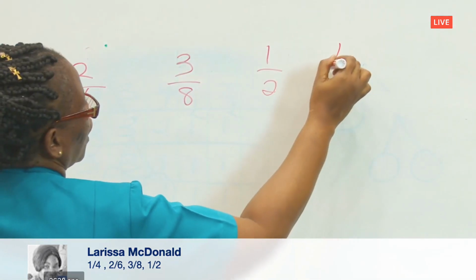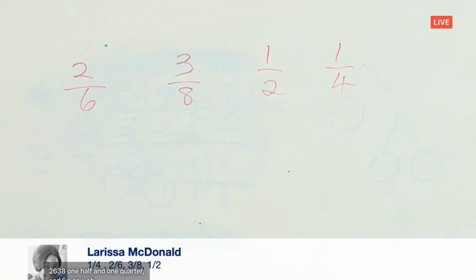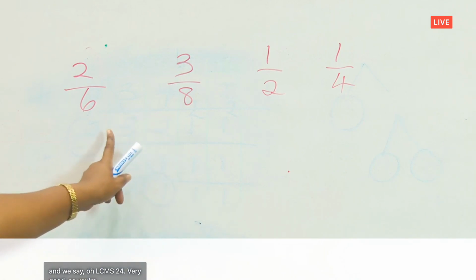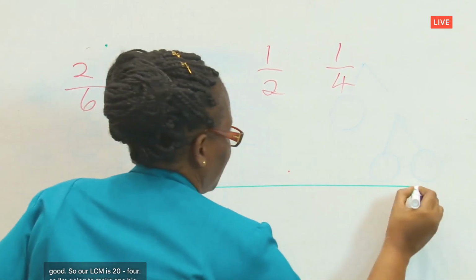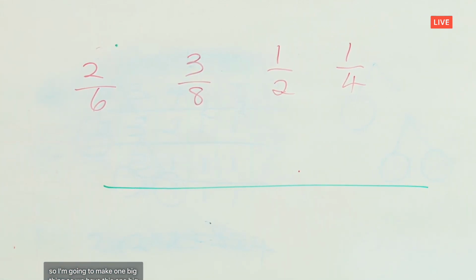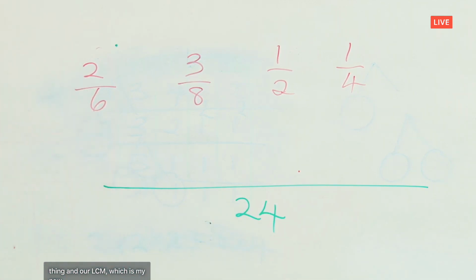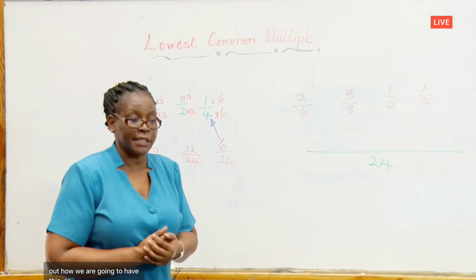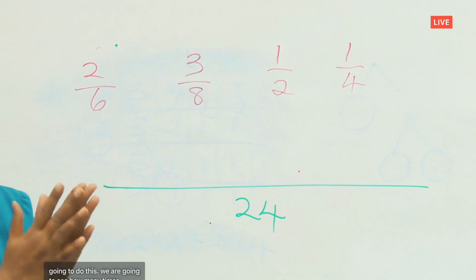So we have 2/6, 3/8, 1/2, and 1/4. And we say our LCM is 24. Okay, very good, Larissa. You're well following. Very good. So our LCM is 24. So I'm going to make one big vinculum. So we have this one big vinculum, and our LCM, which is my new denominator, would be 24.